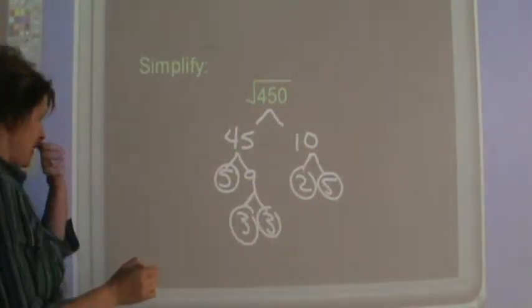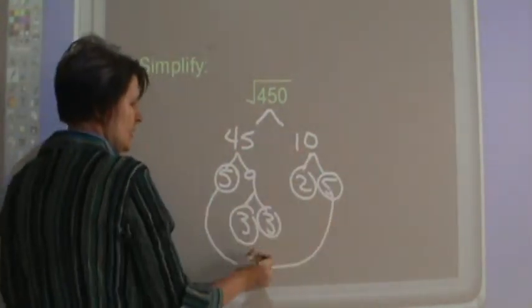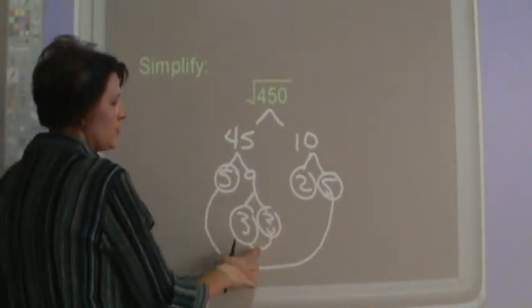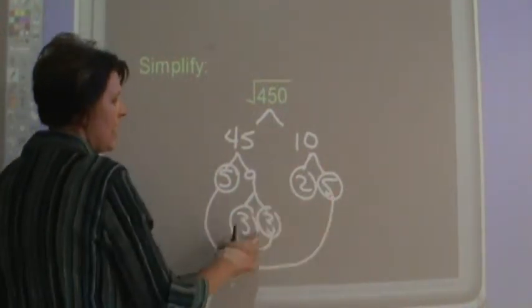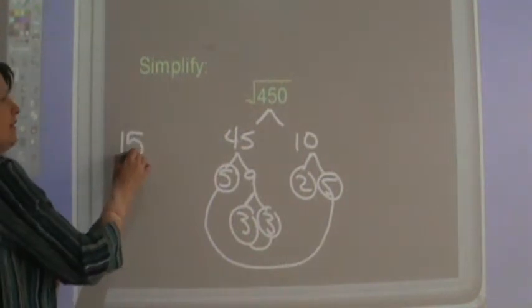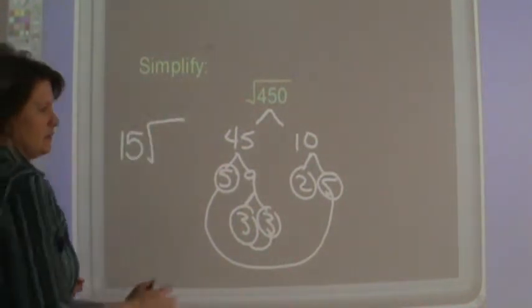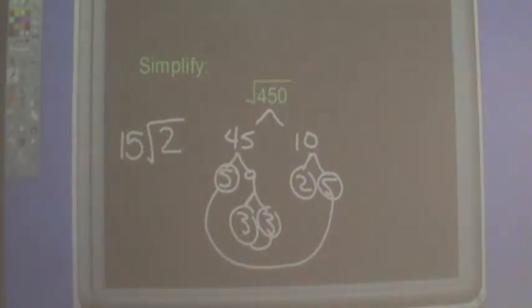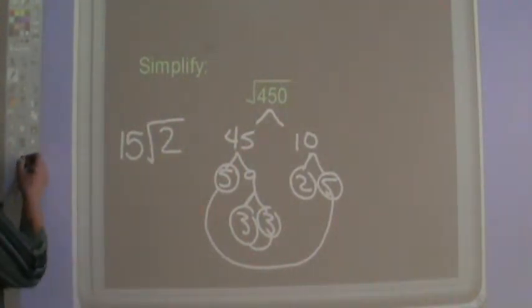So I look for my pairs, all right? I got a pair of 5s, and I have a pair of 3s. So square root of 3 times square root of 3 is just 3. Square root of 5 times square root of 5 is just 5. And 5 times 3 gets me 15. Okay? And then I have my 2 underneath. That's my answer.